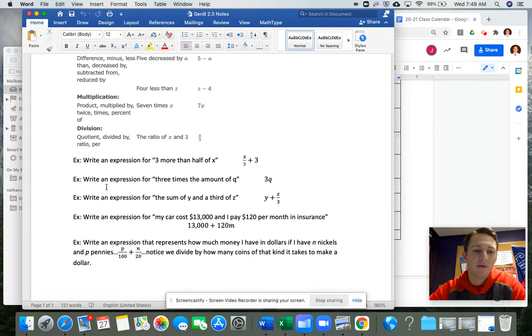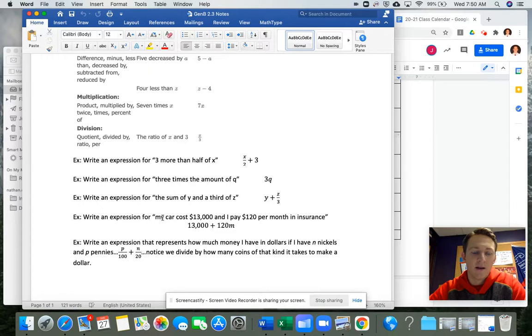Example number 2, let's write an expression for 3 times the amount of q. Well, 3 times is multiplication, and we have a variable, so it's just 3 times q, but we have that imaginary multiplication sign in there. What about for the sum of y and a third of z? Well, a third of z is going to be z divided by 3, and the sum is a keyword for addition, so y and a third of z is going to be y plus z divided by 3.